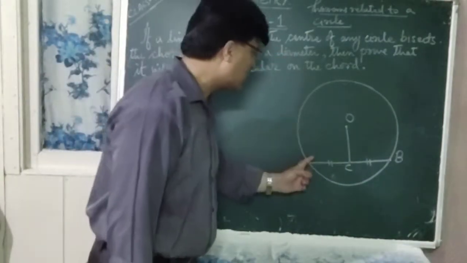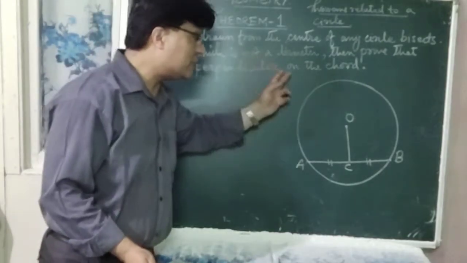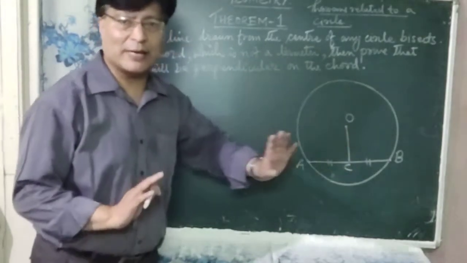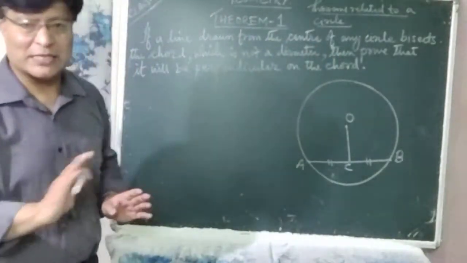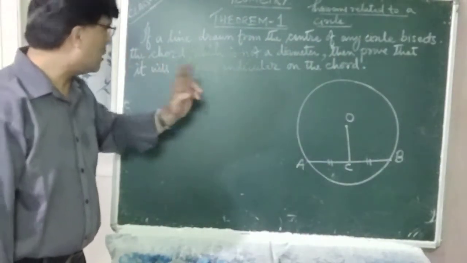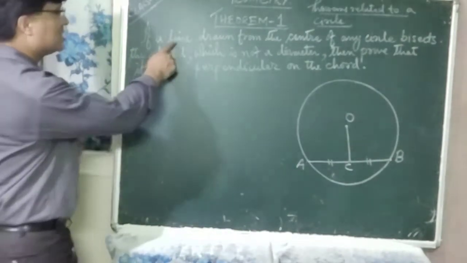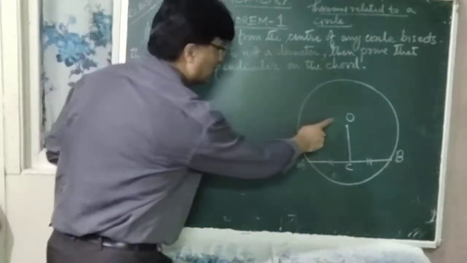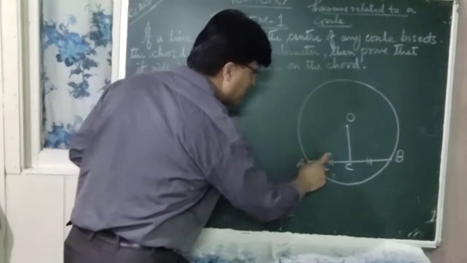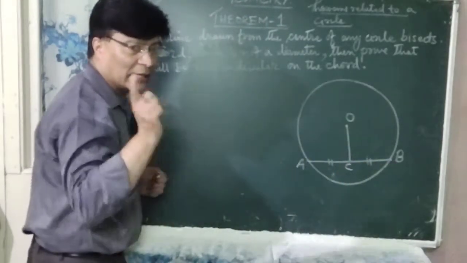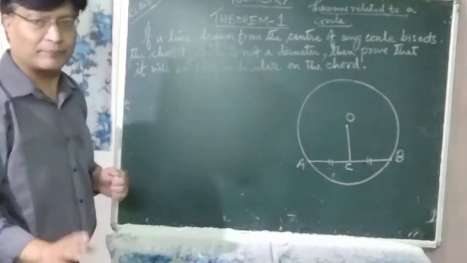अच्छा अब के गर्नुपर्छ? Which is not a diameter. This chord AB is not a diameter. यो AB diameter होइन. किनभने यो AB चाहिँ यो सेन्टरबाट पास भएर जाँदैन. ठीक छ? Now you have to prove that it will be perpendicular on the chord. The line, we have drawn a line OC here which will bisect the chord AB at the point C. Now you should prove that the straight line OC is perpendicular to AB. बुझ्दैछ?